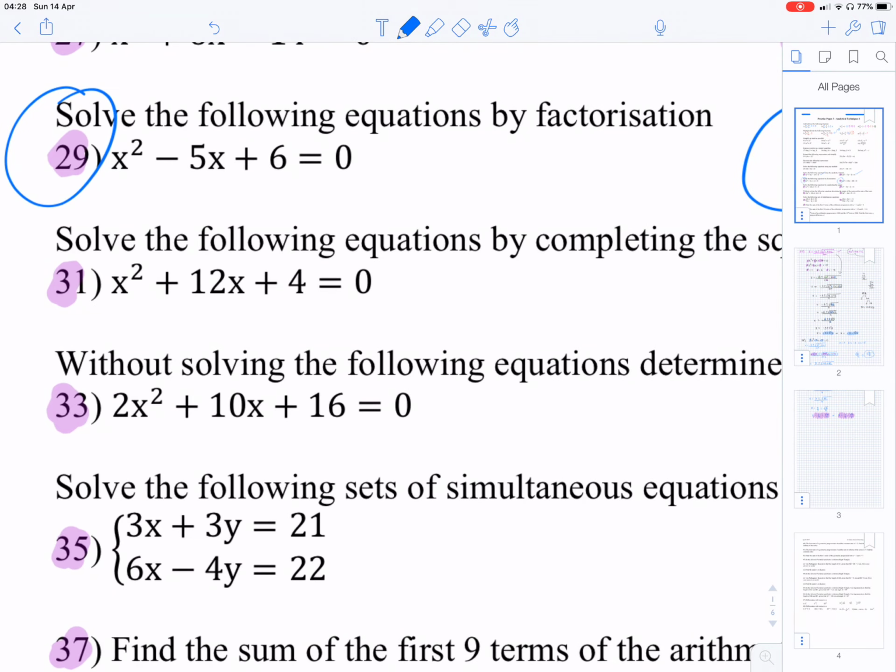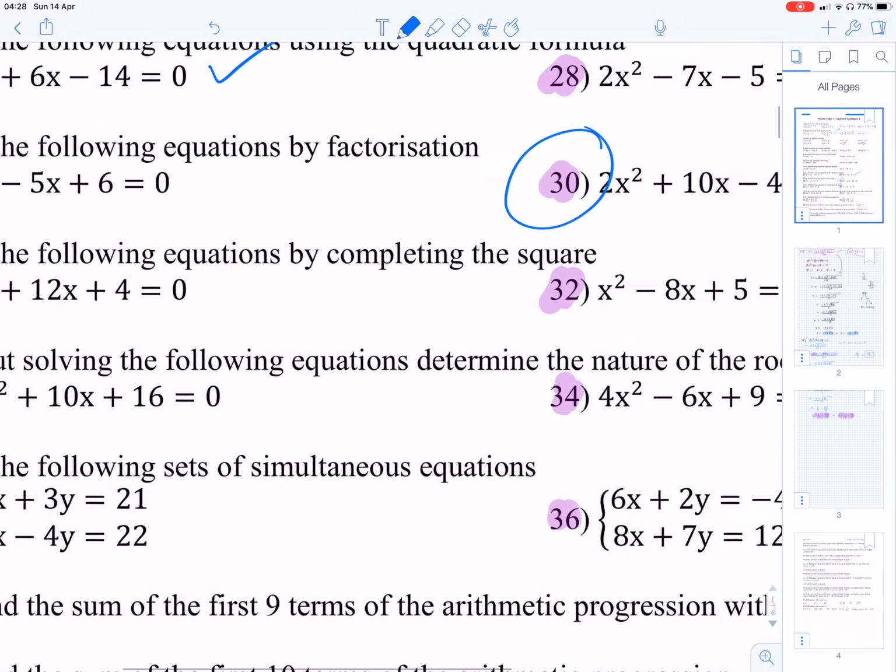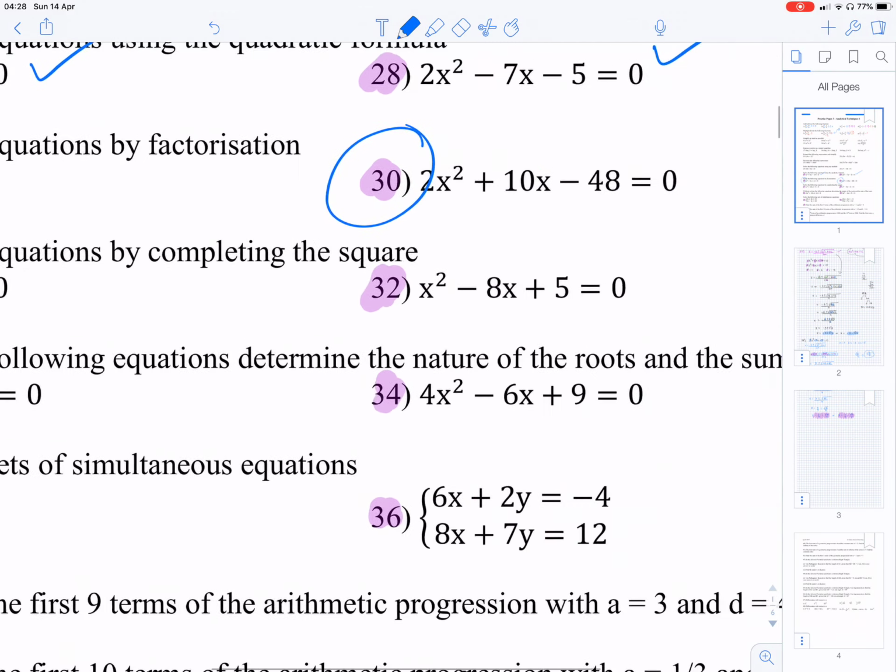Okay, now we're looking at number 31 and question 32. We've missed 29 and 30. It's actually 29 and 30, so let's look at 29 and 30. It says solve the following equations by factorization.